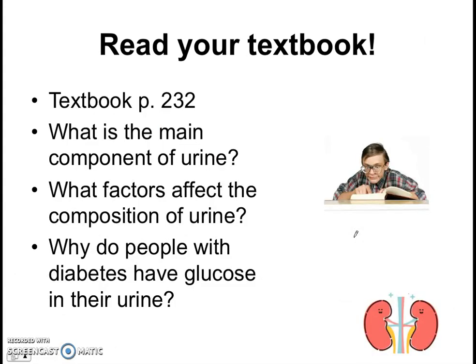Finally, I want you to go and do some work. So read your textbook, page 232. This is important. Go and look at what are the main components of urine. What is the main component? What are the other components? What factors might affect the composition of urine? And why do people with diabetes have glucose in their urine? You might have heard of this, but why? So go and read up the textbook and we'll come back to class and discuss it. Okay, that's all.